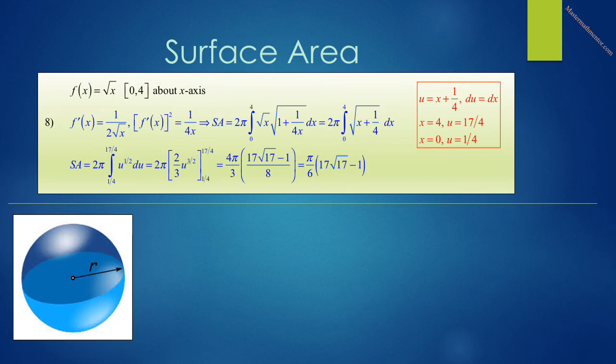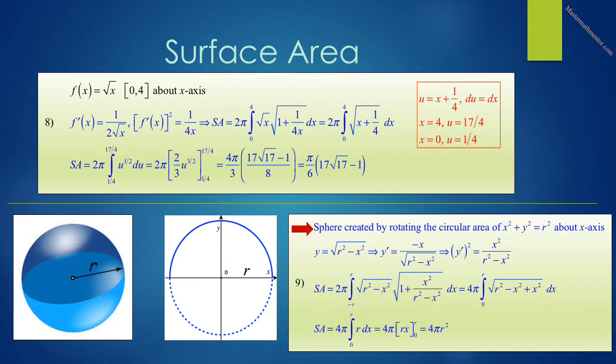Problem number 9 asks to find the surface area of the sphere of radius r as shown in the picture. The graph of x squared plus y squared equals r squared graphs a circle. If we take the area above the x-axis and rotate it about the x-axis, we end up with a sphere, and that's what we would like to find the surface area of. If we solve for y, we get the square root of r squared minus x squared. Taking y prime, we get negative x over the square root of r squared minus x squared. Remember that r is a constant. And finally, y prime squared equals x squared over r squared minus x squared.